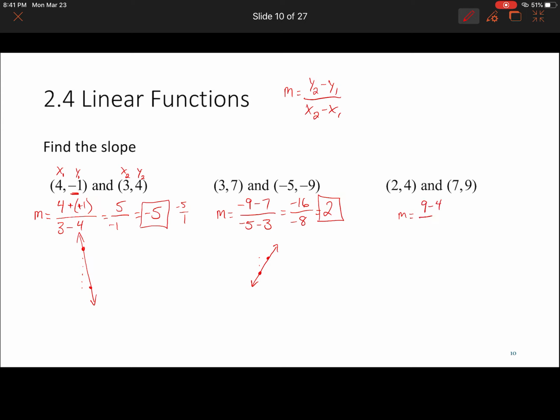And then the last one, kind of the same deal, we're going to use our slope formula. So it's 9 minus 4 over 7 minus 2. And 9 minus 4 is 5, and 7 minus 2 is also 5, and so 5 over 5 is 1. And so again, as we look at this middle picture, what does it mean? Well, it means that if you have a point that's on this line, if you go up 1 and right 1, you should still be on that line. And so our steepness then looks sort of like that.